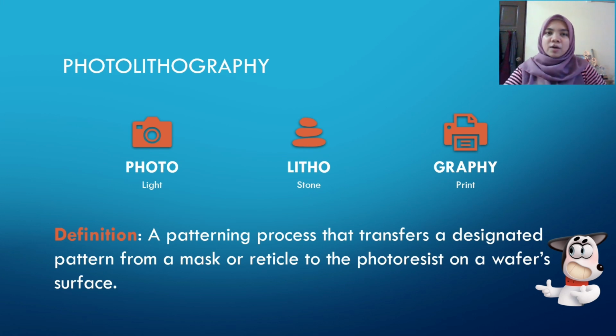First of all, what is actually photolithography? The word photolithography originated from Greek words, which are photo, which means light, litho, which means stones, and graphy, which means print. So the photolithography process is a patterning process that transfers a designated pattern from a mask or reticle to the photoresist on a wafer surface. In short, photolithography is printing a pattern using light.